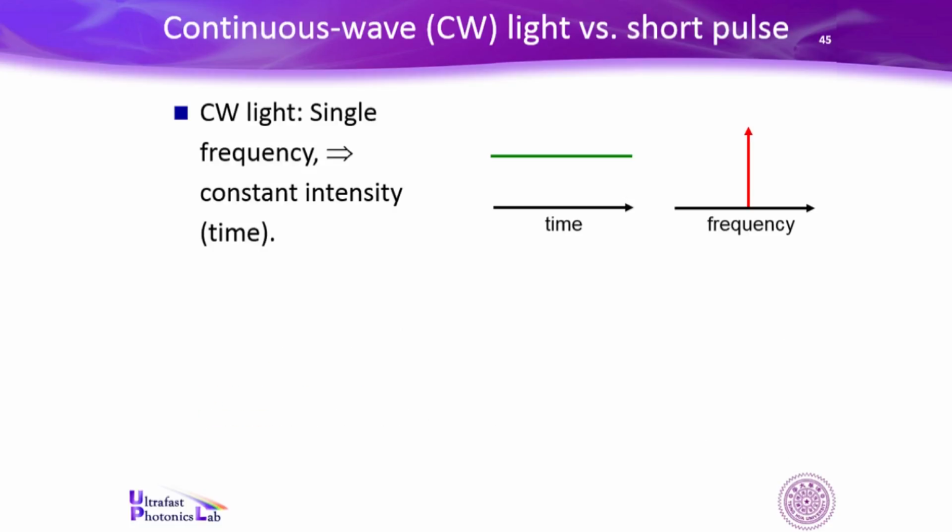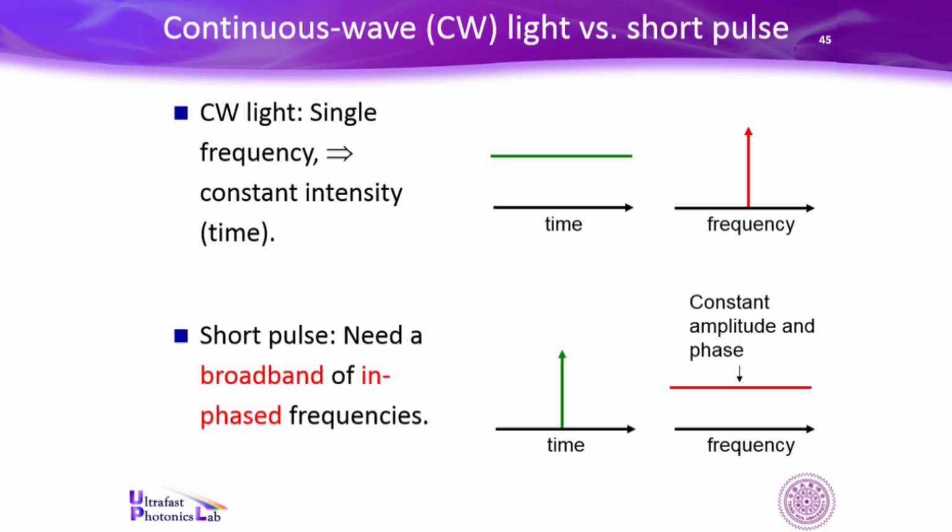How about the short pulse? You get the reverse. You have a delta function in the time domain, ideally, right? And what do you have in the frequency domain? By mathematics, you know you have a constant. But this constant tells us two things. Okay? It's constant in terms of both amplitude and phase. Remember, the frequency domain function, big F of omega, in general is a complex function. It's not a real function.